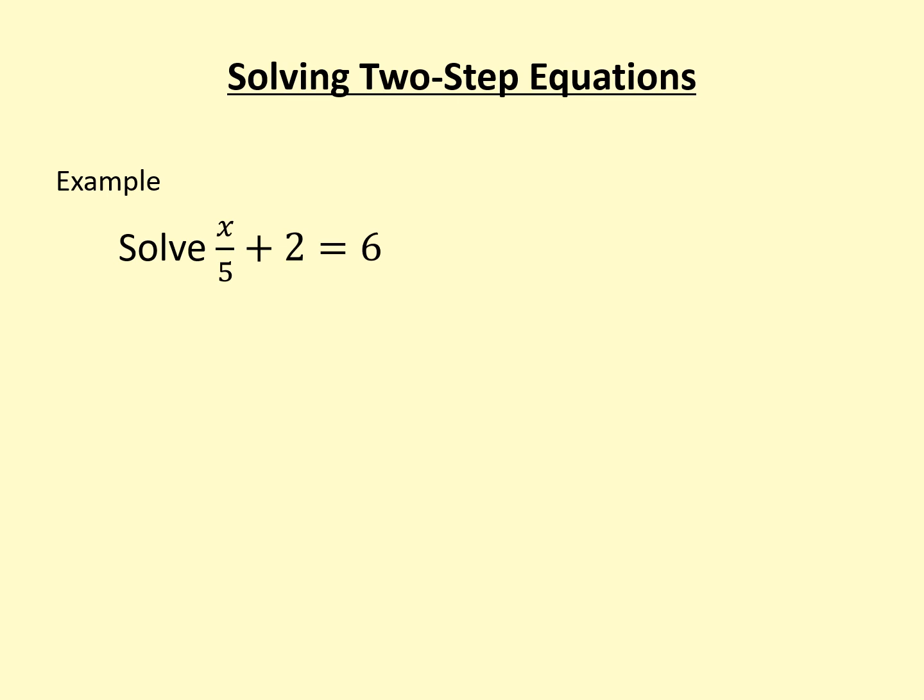We'll do one more. So we've got: solve x over 5 plus 2 equals 6. Remember that is starting with x. We're going to divide whatever it is by 5. We're going to add on 2. Now the answer must be 6.